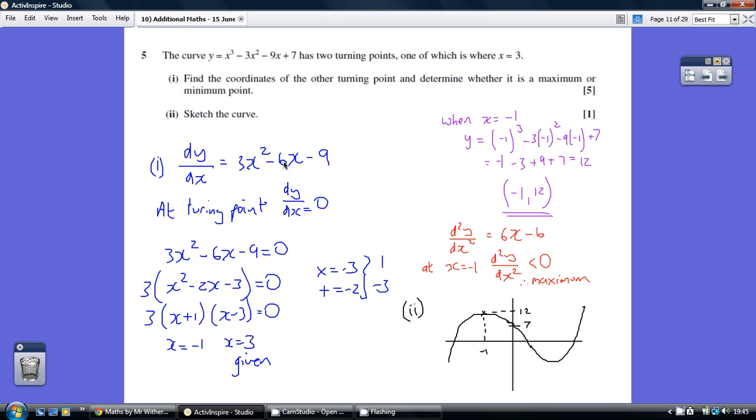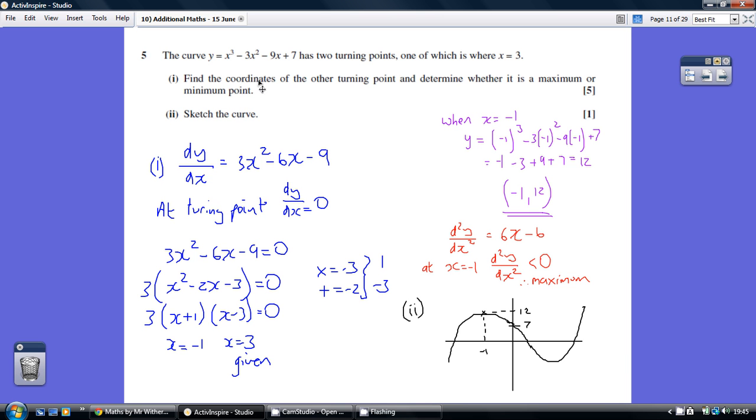Well, take a second differential. So differentiate dy/dx, which gives us 6x minus 6. So at x equals minus 1, this is less than 0, therefore it is a maximum. So it's a maximum. We just need the y coordinate as well, because we were asked for the coordinate, not just the x value.